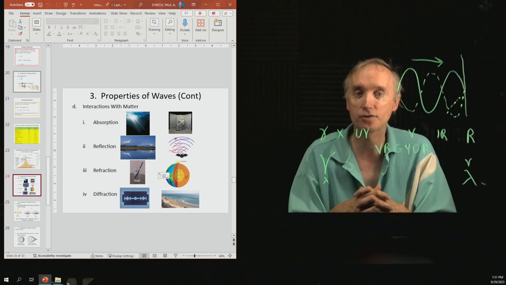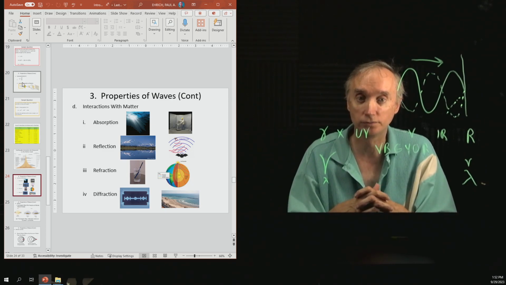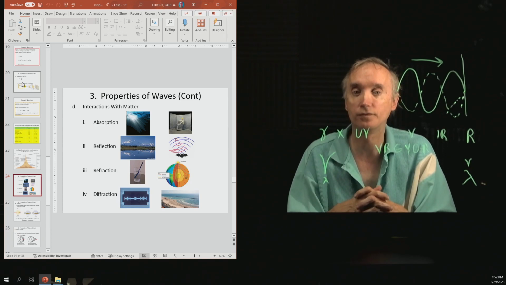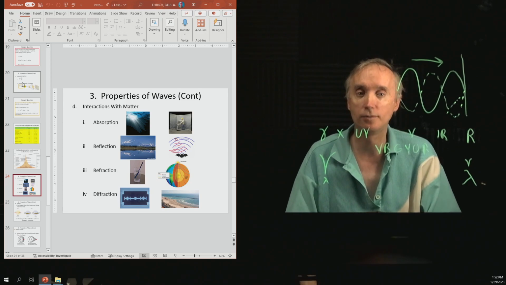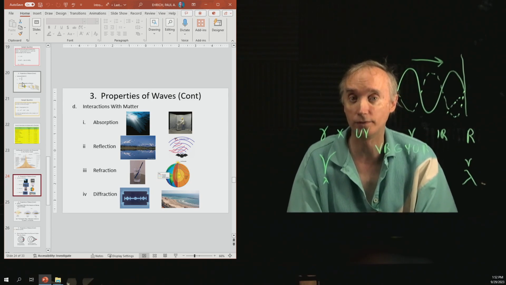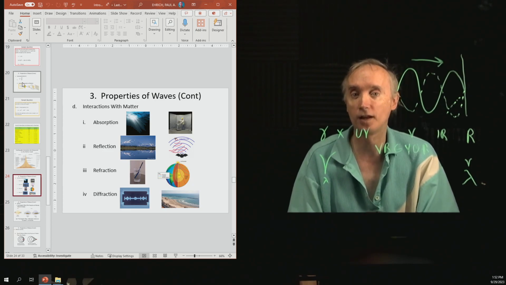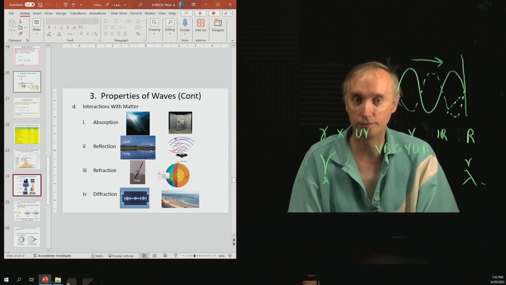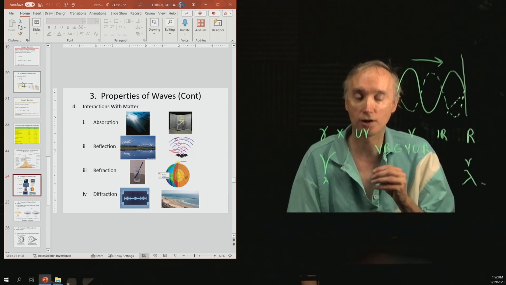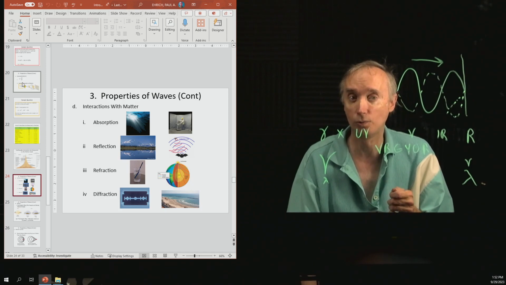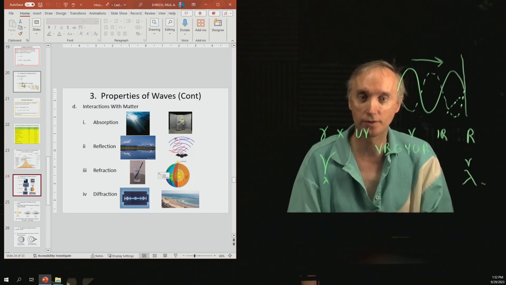So what's the definition of reflection? And then what's the definition of refraction? And then what's the definition of diffraction? Do not worry about the sound of the mechanical waves. I'm interested in absorption of light, reflection of light, refraction of light, and diffraction of light. I did want to show you that it also happens with mechanical waves, but you're not going to be tested on that.